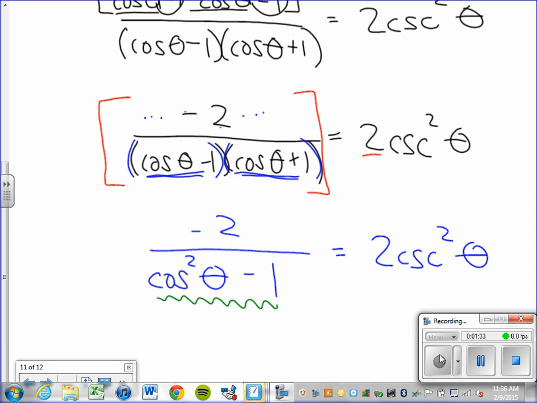Do we know anything about cosine squared and 1? Go off to the side here. Yes, we do. Sine squared theta plus cosine squared theta equals 1. Again, big picture, we're trying to make this quantity on the left look like this quantity on the right.